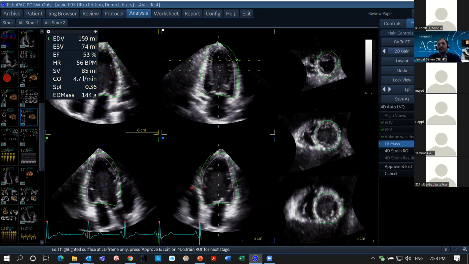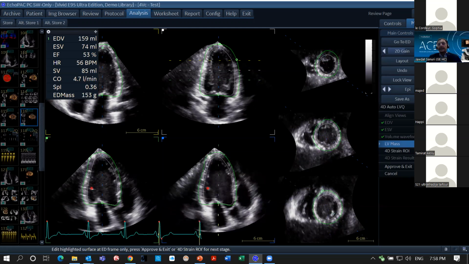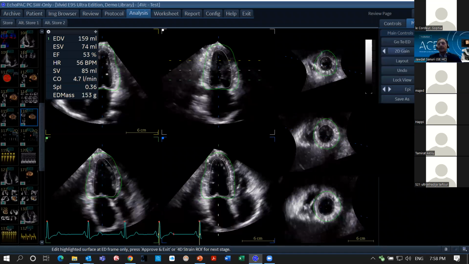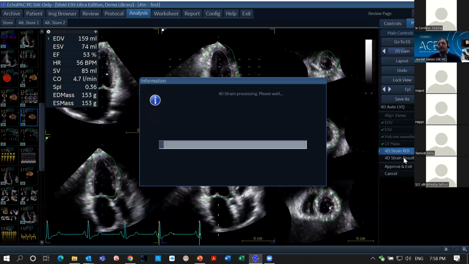I want to include the full epicardium, but I do not want to include the pericardium, because pericardium does not contract. Okay, so it will underestimate the strain values. So now we'll go to 4D strain results, and just like we tracked the epicardium in diastole, now we are tracking the endocardium and epicardium in systole. So if I'm happy with this, I will go to 4D strain results.